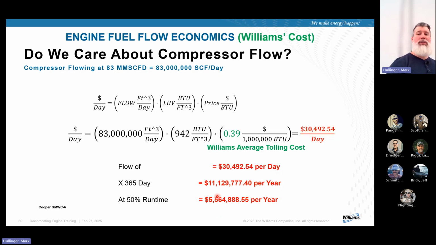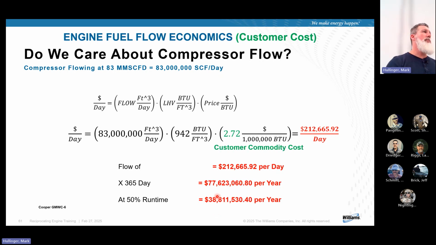That's our tolling charge. But look what the customer value is. So they bought it. Hopefully they buy low, sell high. But the customer, if they're looking at it at $272, that's 38 million a year, and it's $212,000 of product going through that engine.